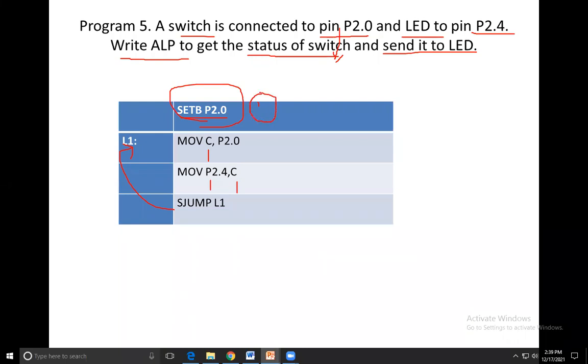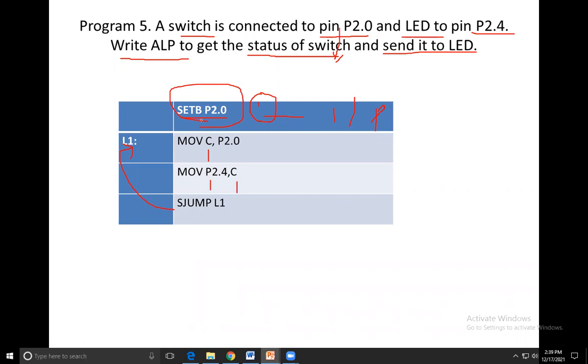But if I put a value of 0, why am I giving set bit P2.0? Because this set bit makes the pin act as an input port. If I set bit P2.0, then when you press the button, the value is transferred to C. That's why I'm giving set bit P2.0. Understood why? Because this pin acts as an input pin, since you have to take the input from outside, whether the switch is on or off.